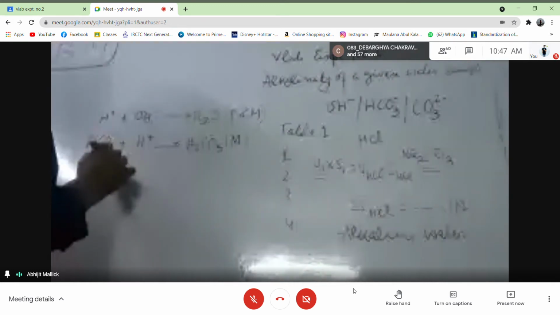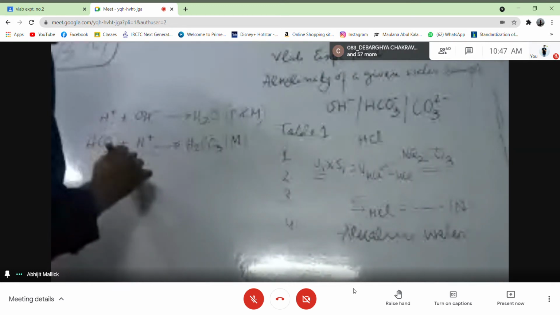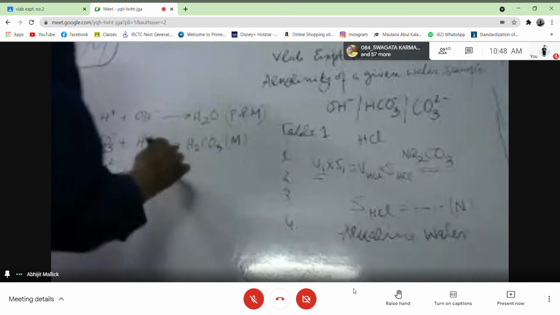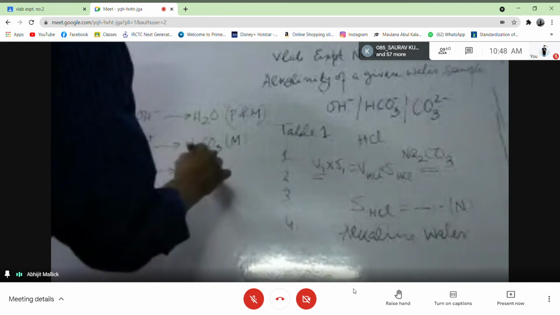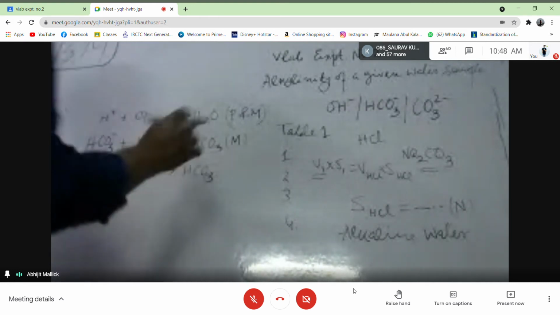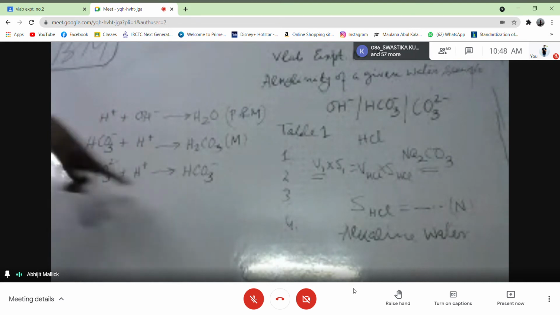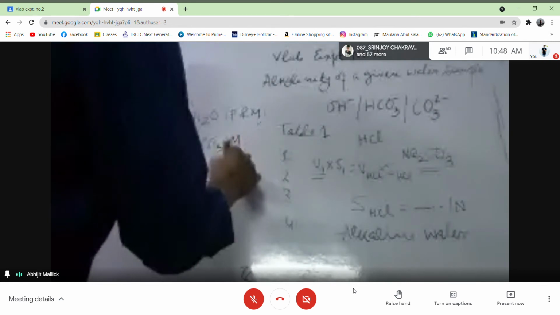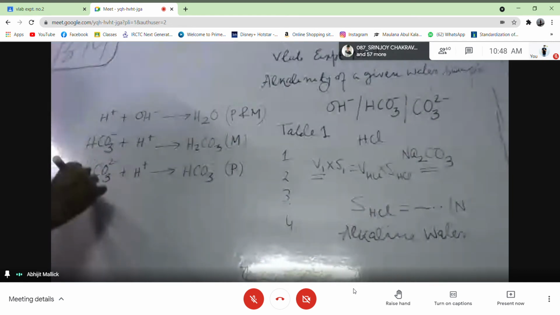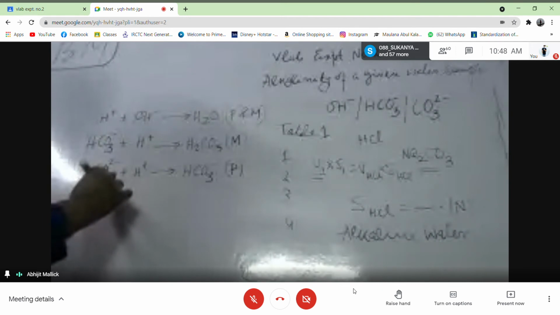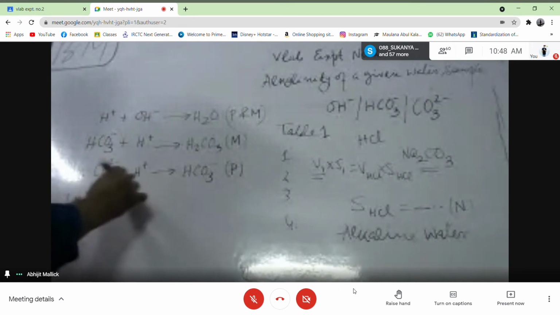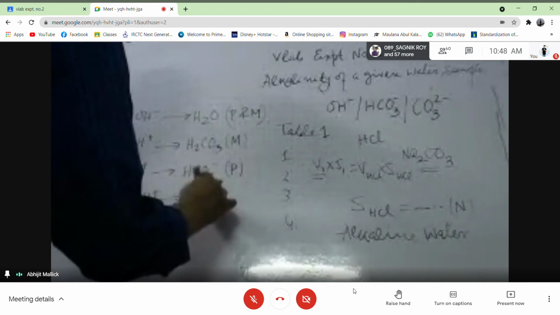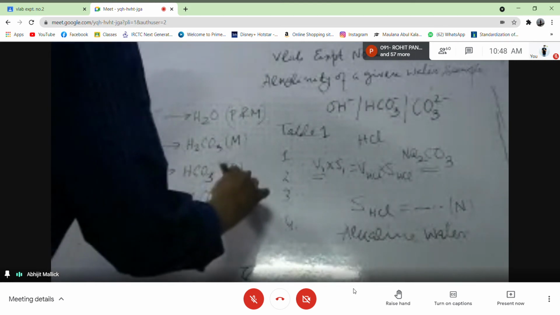CO3 2 minus reacts with H plus in 2 steps. In actual practice, it occurs in 2 steps. The first step is that it is converted to bicarbonate. Bicarbonate means this is alkaline, and that's why phenolphthalein is the right choice. And in the second step, HCO3 minus plus H plus forms H2CO3. So this is our methyl red.